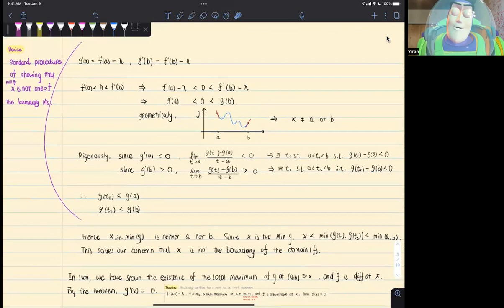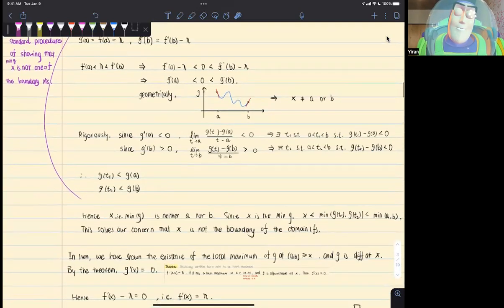And on the right, if you look at the graph from right to left, it also goes down first. So what I want to say is intuitively, it makes sense that there exists a point that is of even smaller value than GA or GB. But we want to prove it rigorously, of course.